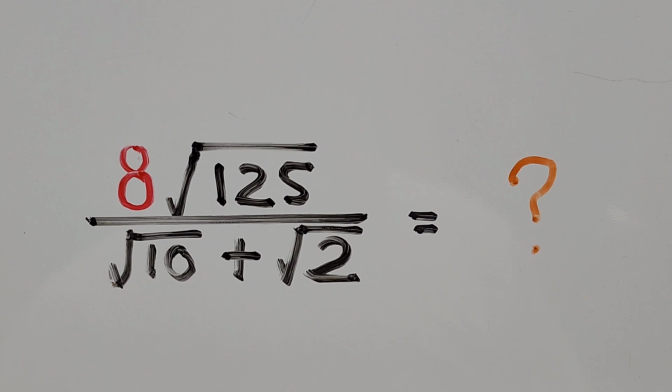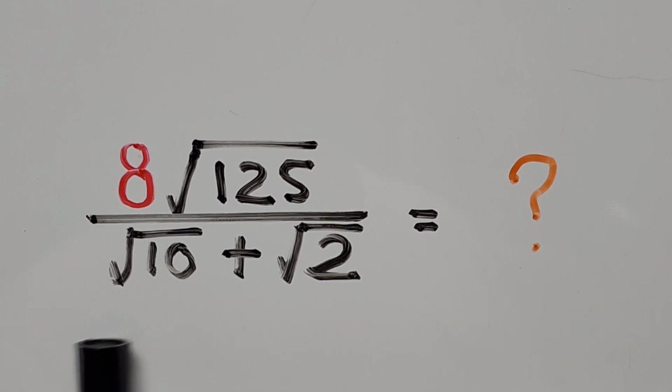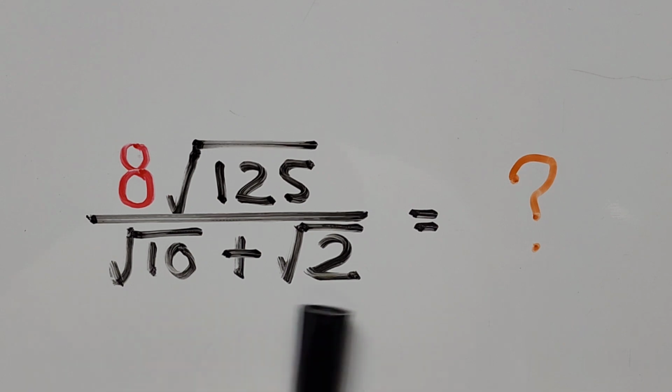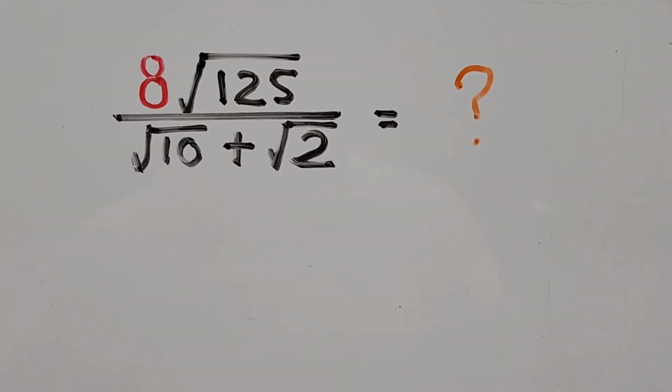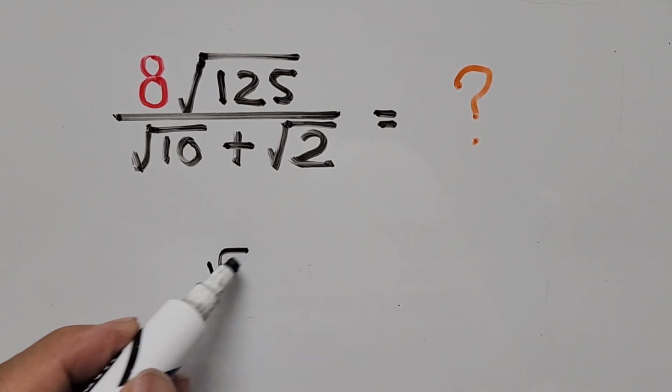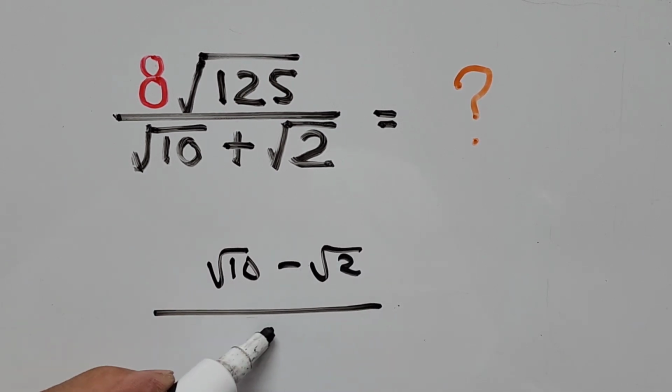So the next step will be getting rid of this radical in the denominator by multiplying it with its conjugate. What is a conjugate? In this case, we take the same numbers, we just change the sign in between. So this is positive, there will be negative. So the conjugate of the denominator is square root of 10 minus square root of 2. That's our conjugate.